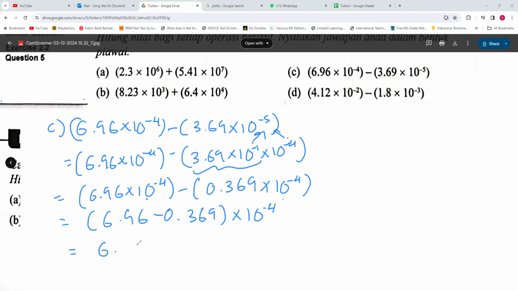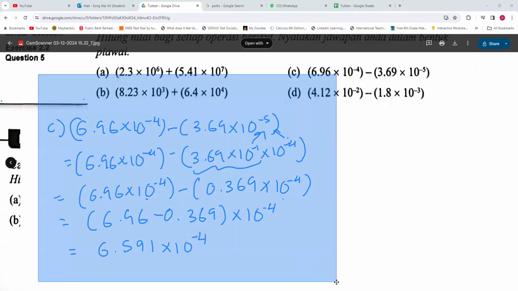It's just merely 6.591. Could you please check that in the calculator? Okay, beautiful. And tada, you're done with C. Please write the answer.